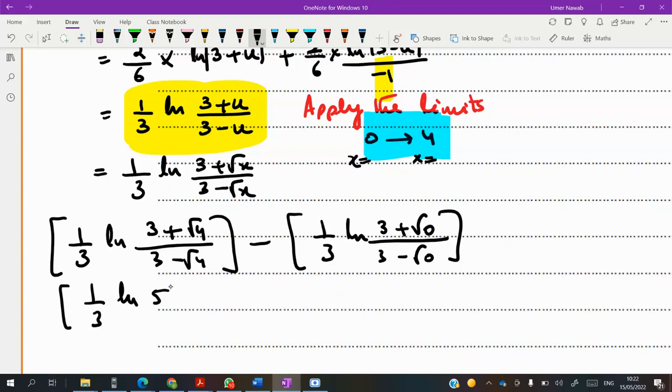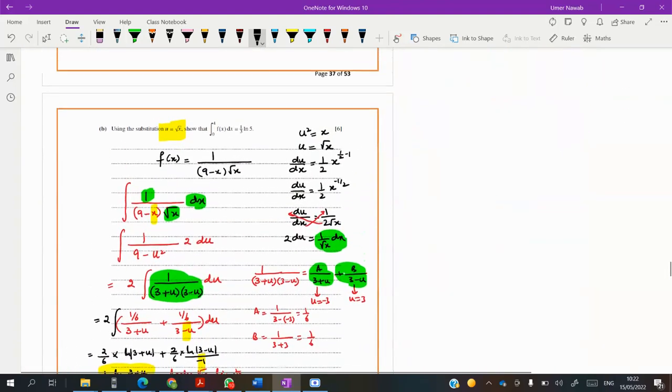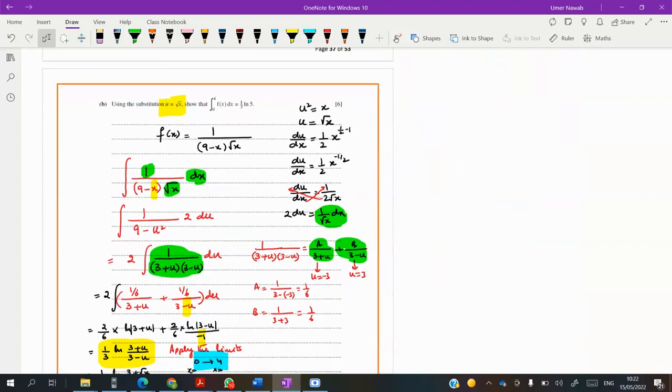So after simplifying it is 1 over 3 ln of 5, minus 1 over 3 ln of 3 over 3, which is ln of 1. You remember ln of 1 is 0. My final answer comes to 1 over 3 ln of 5. Is he asking me to get the answer in that form? Yes, we got the result we wanted.